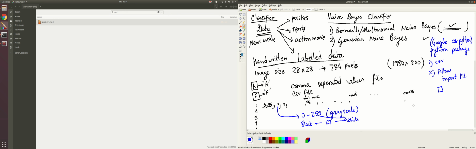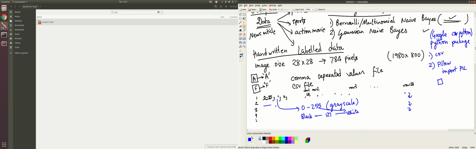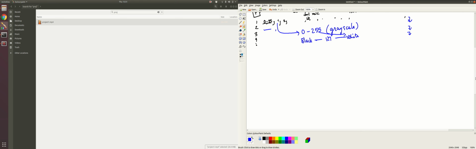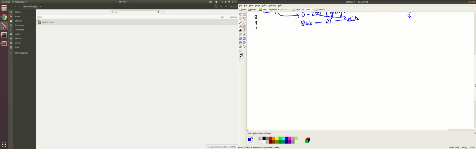Okay, so after a particular image is over, the next line contains the second image. Okay, so the same format continues. The next line contains the third image, the next line contains the fourth image and so on. Okay, so this is about the CSV file that I'm sharing. Okay, now what we will do next is discuss a little bit what is meant by Naive Bayes. Okay, so that's the next part of this.